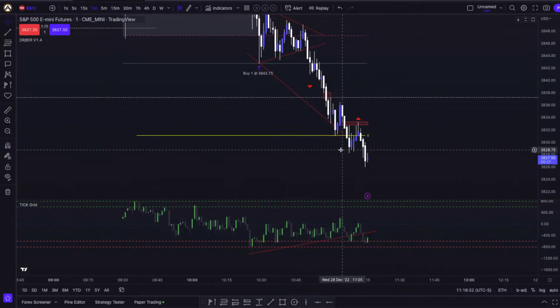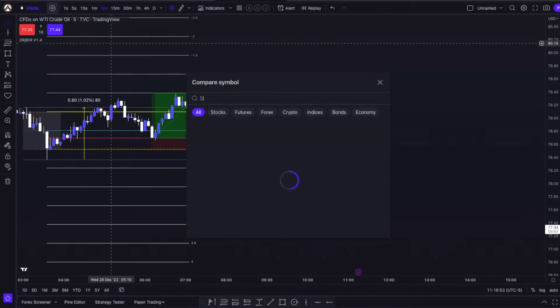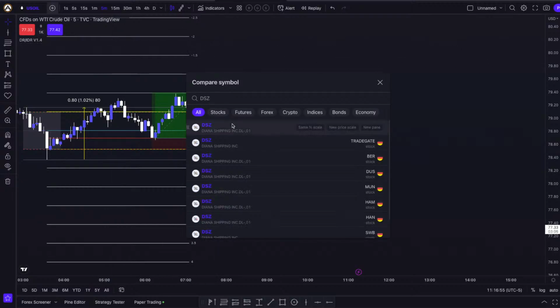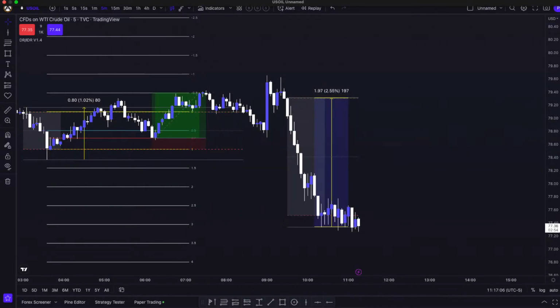From where can I get the DXY TVS on TradingView, please? DXY TVS. What do you mean with TVS? DXY TVS on TradingView. DXY. I don't know, from right here where you usually grab your symbols or your charts from. I'm not sure if that really answered your question.